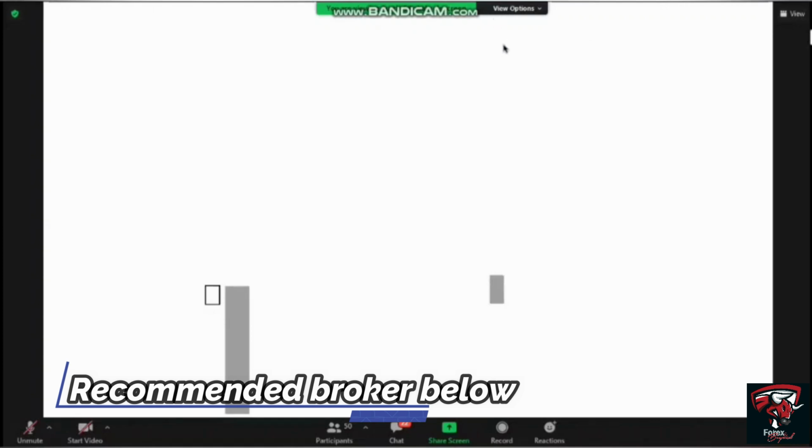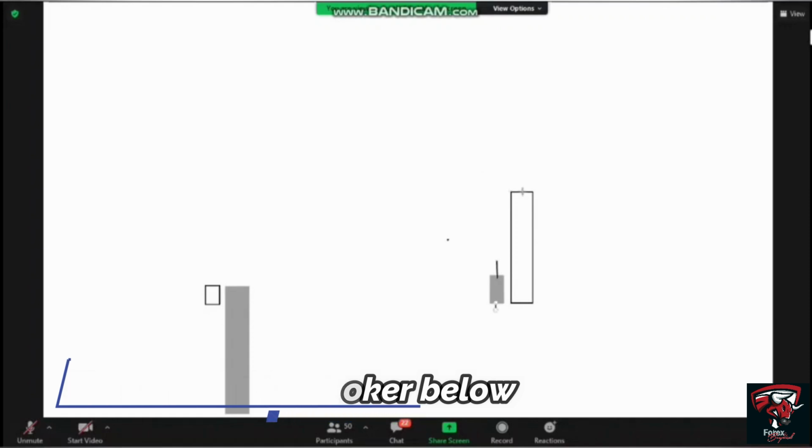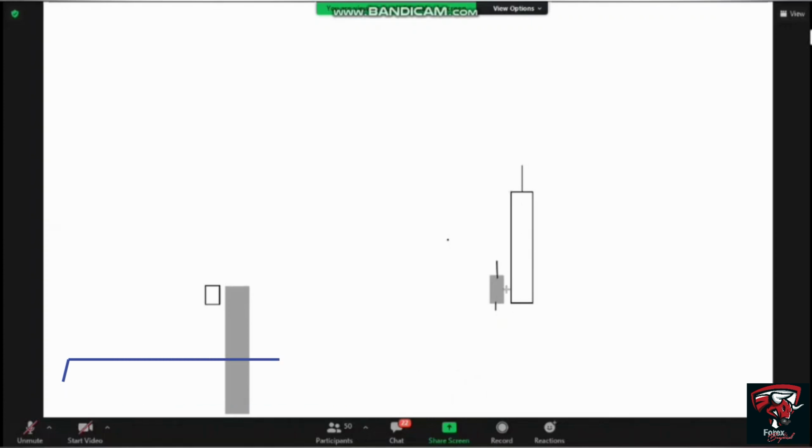A bullish order block, you will see a bearish candlestick, and then you're gonna get a bullish candlestick going up. If you notice, this bullish candlestick covered this whole bearish candlestick. This bearish candlestick covered this whole bullish candlestick. That's how you know that this is an order block.